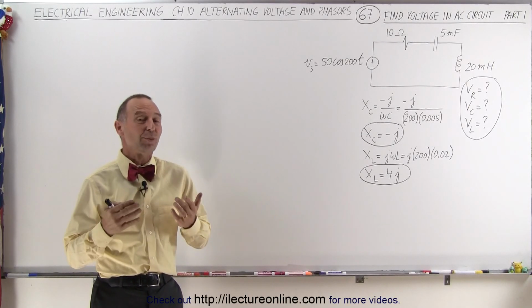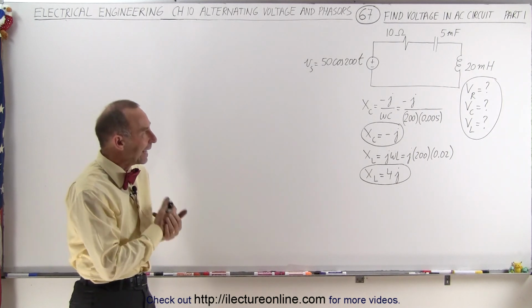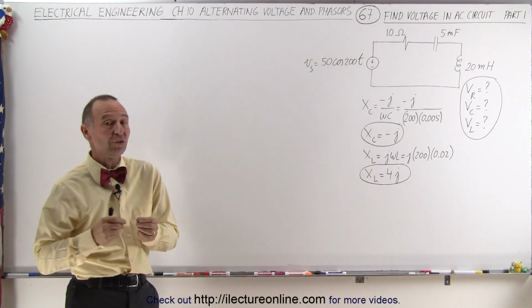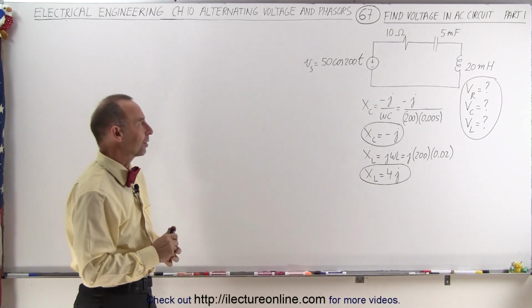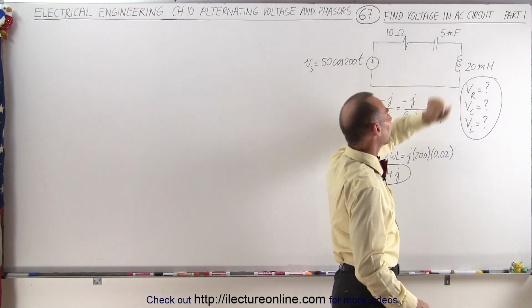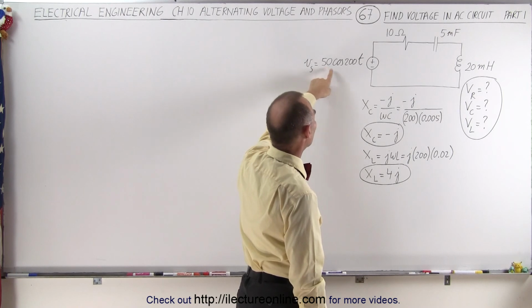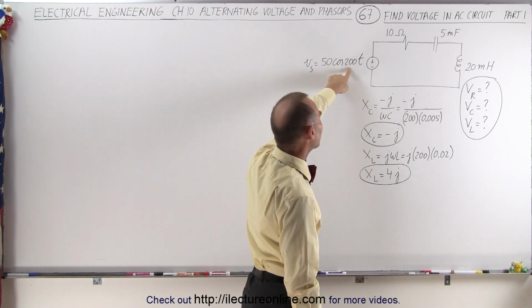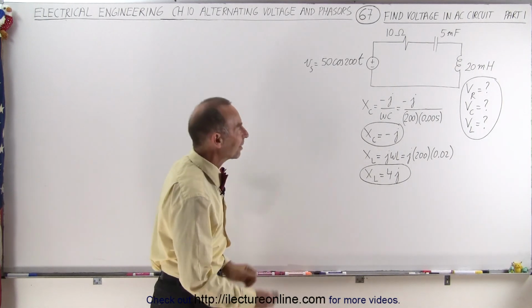Now our next challenge will be to find the voltages across different devices on an AC circuit. In this case, we'll start with a series circuit first, and then later on we'll do it with a parallel circuit. So the series circuit has a resistor, a capacitor, an inductor, and a voltage source with a magnitude of 50 volts and an angular frequency of 200 Hertz. Notice that the source does not have a phase angle.